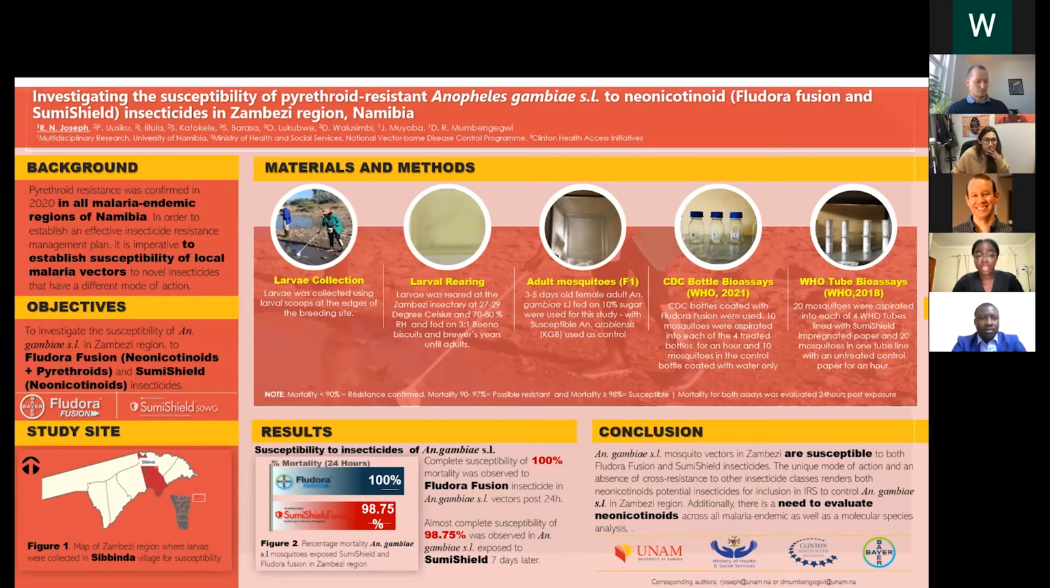The study was then conducted in Sibinda village, which is northeast of the country. This was done by collecting larvae in their natural habitats and rearing them at the insectary to the F1 generation. And then 3 to 5 day old female mosquitoes that were only fed on 10% sugar solution were then used for their assays. Mosquitoes were exposed to Fludora Fusion, which was coated in 250 ml bottles, and also exposed to WHO tubes, which were lined with Sumishield impregnated papers.